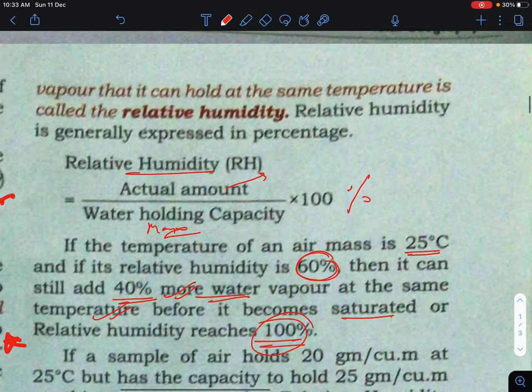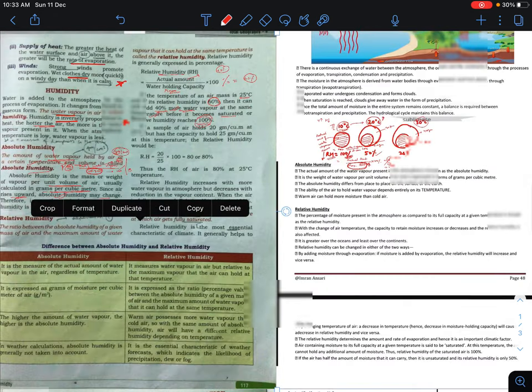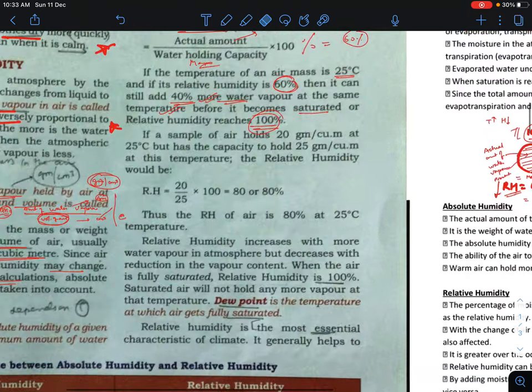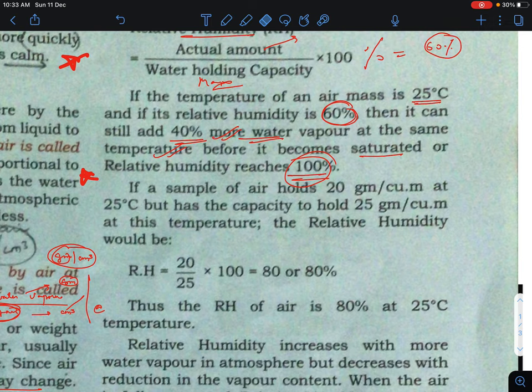So we can add 40% more water in order to make the relative humidity 100%. When the air becomes saturated, it is not going to accept more water into the air.